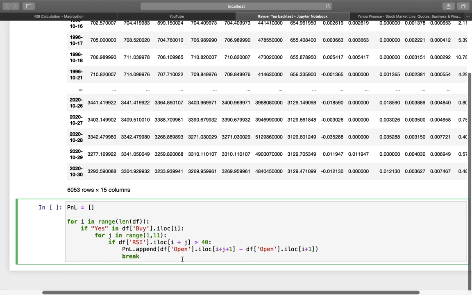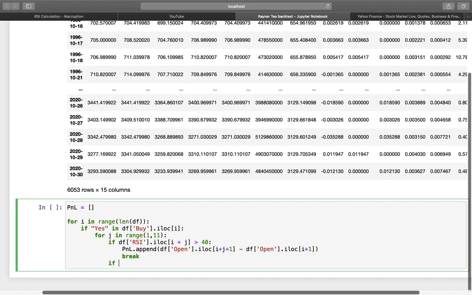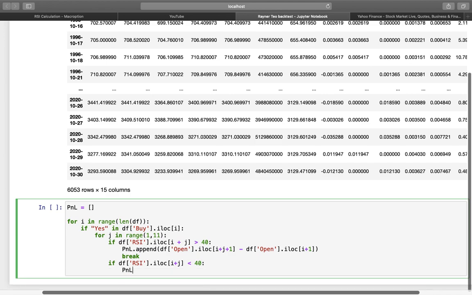Now we also want to cover the case if the RSI is below 40 within the next 10 days. So let's incorporate that with the same logic as above. So we are using if df RSI iloc i plus j is below 40. We are again appending to our P&L, and well, the buying price logic isn't changed here, right? But the selling price is.